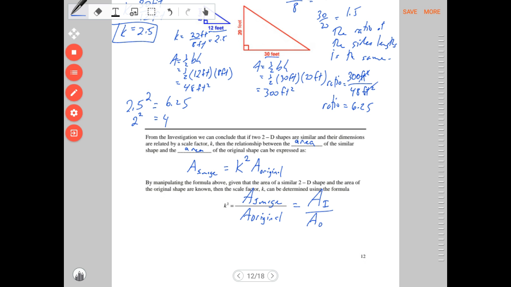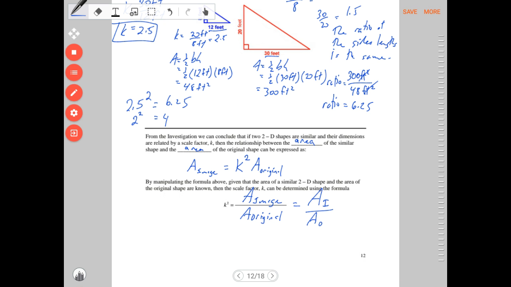Okay, now let's just do one more little quick bit of algebra. If I ever want to find just k, remember it's k squared, so I would have to square root. Whatever you do to one side, you do to the other. So k would just be the square root of the area of the image divided by the area of the object. All right, interesting.